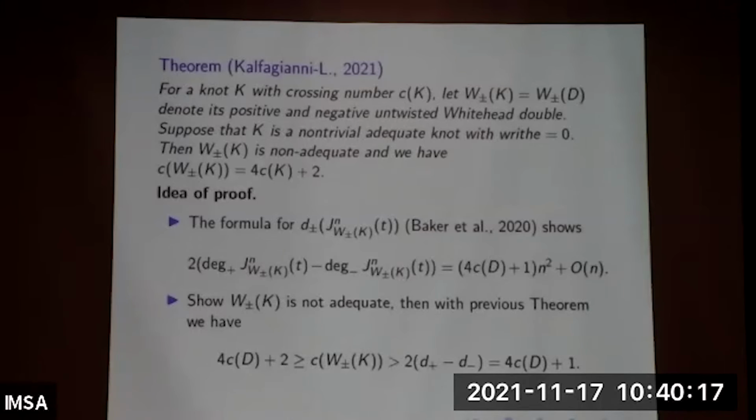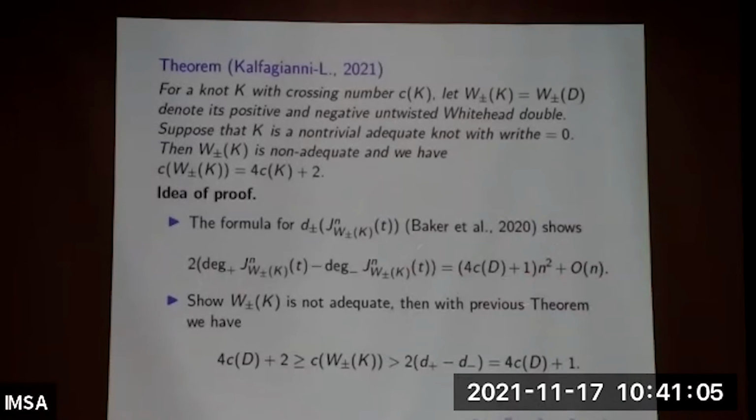When they were studying the slope conjecture for satellites, they were able to find the degrees, both the degree in highest power and lowest power of the colored Jones polynomial of the Whitehead double of a knot. So there's a very explicit formula for that. And from there, for the families that we were looking at, specifically those adequate knots, right adequate knots, you can see that two times the degree span of the colored Jones polynomial is equal to four times the number of crossings plus one times n squared plus another term that's linear with respect to n.